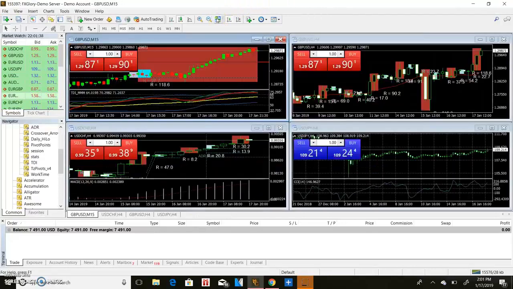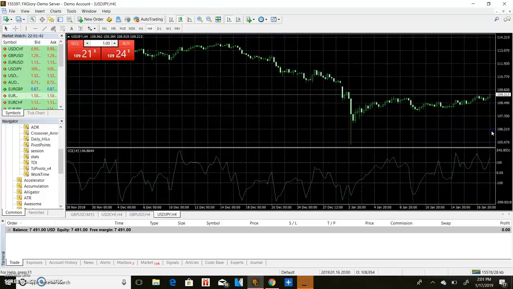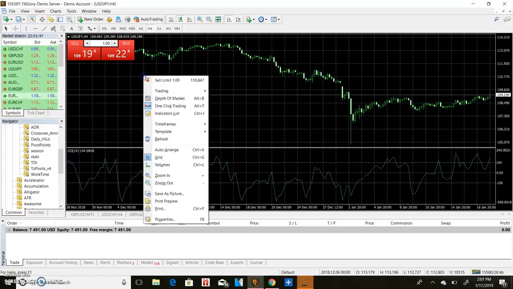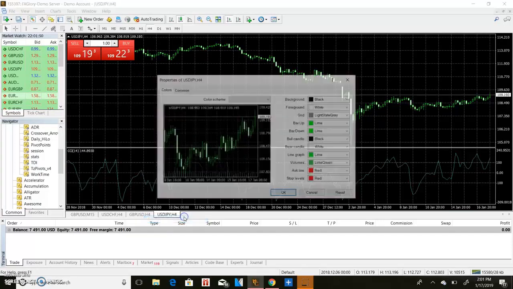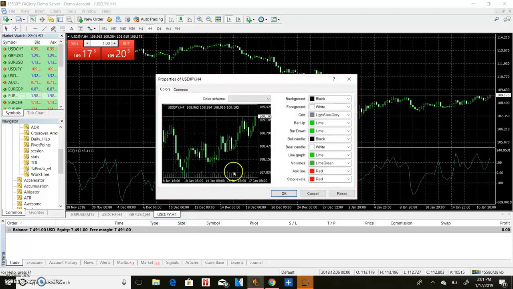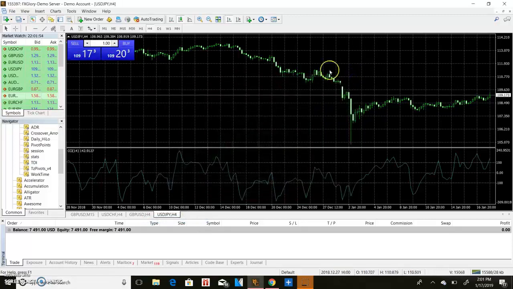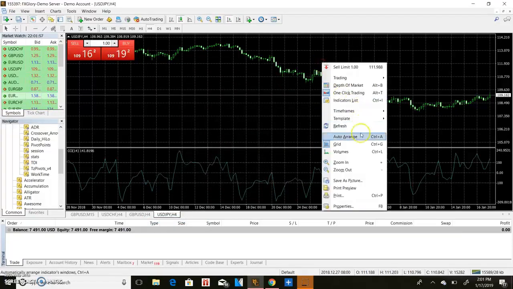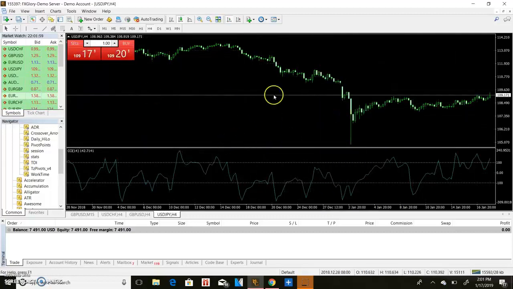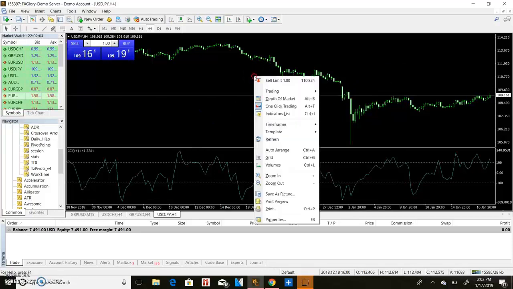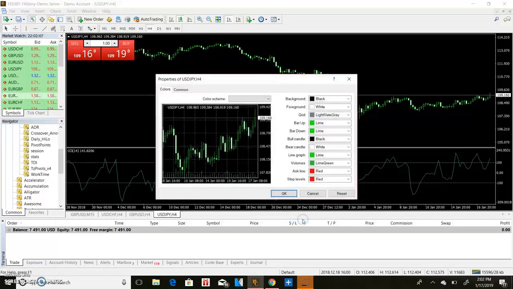Your chart will look something like this one here. The first thing you want to do when you get on here is right click and go down to properties. Well, before you do that, right click again and click grid. Take the grid off. Those are those lines right there. Then right click again, go to properties, and you can change these colors.